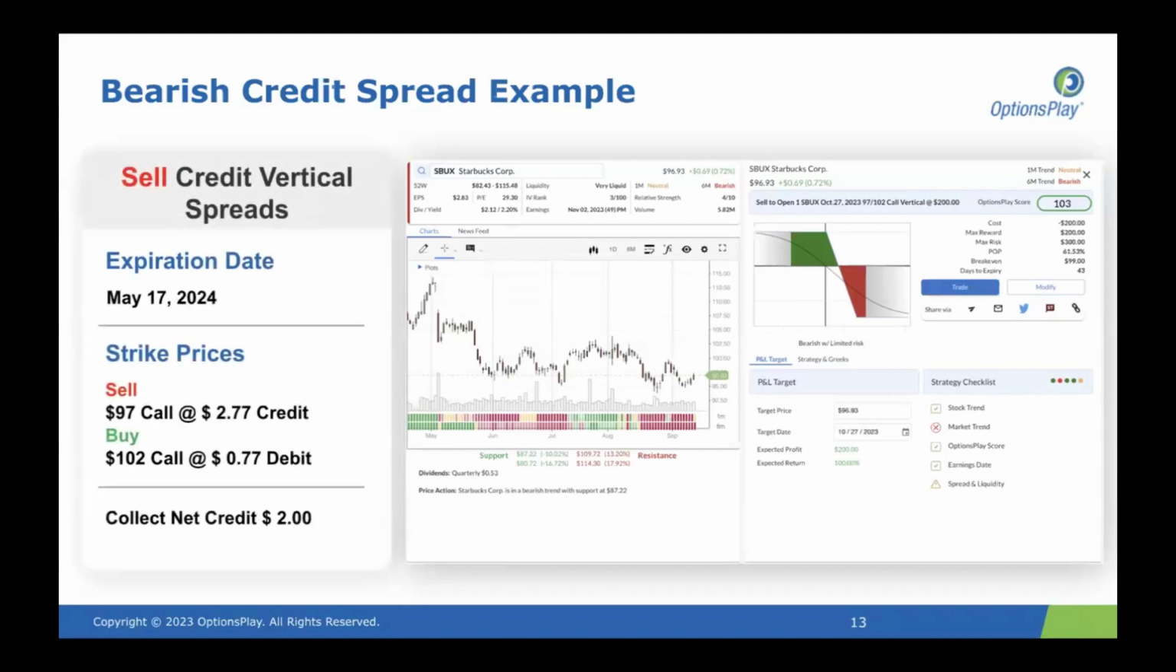So in here, if we sell a credit spread, once again, we got the same expiration. Well, it's the May 17th, but we have 43 days to expiration.